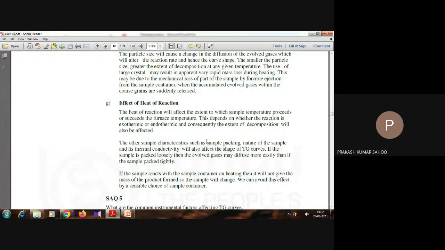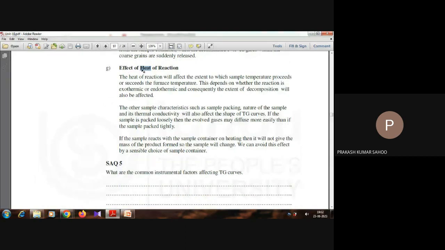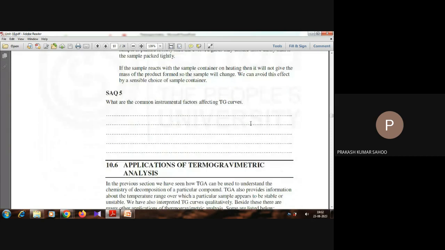This is very important. For a particular compound, the heat of reaction is constant. The heat of reaction will affect the extent to which the sample temperature proceeds or succeeds the furnace temperature. This depends on whether the reaction is exothermic or endothermic, and consequently the extent of decomposition will also be affected. The other sample characteristics are sample packing, nature of the sample, and thermal conductivity. These are the other factors.